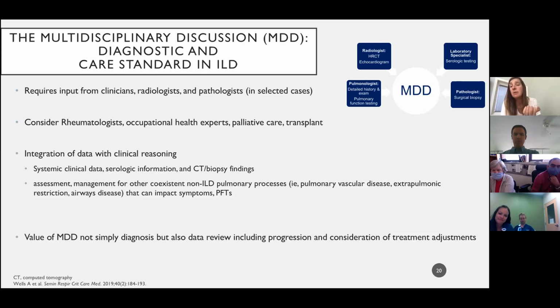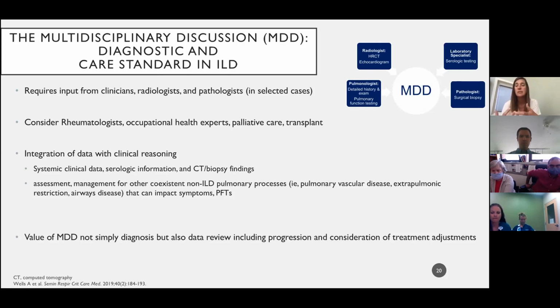Right. So I think what happens in the real world is people are doing MDDs in their own way, right? You're the central gatekeeper, and you're bringing in the radiologist, having a pathologist, and you're putting all this together and ultimately coming up with a diagnosis. So even though you don't have a formal MDD, it's good to remember that you're taking input from the clinicians, radiologists, pathologists, and also rheumatologists, occupational health experts, transplant, so that these conversations go through all these experts. And even though you're not sitting in the same room, you're basically putting those pieces together to integrate this data and come up with a diagnosis.